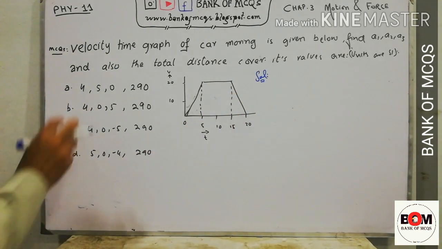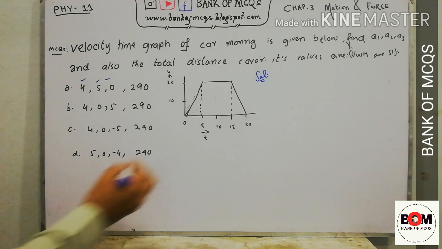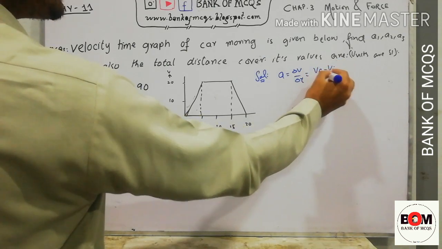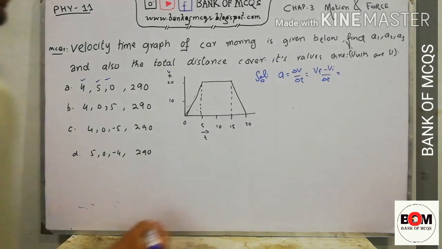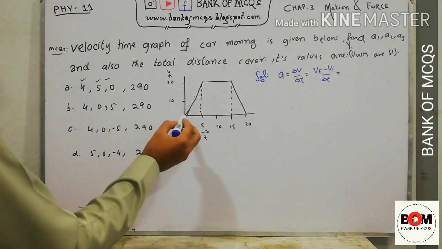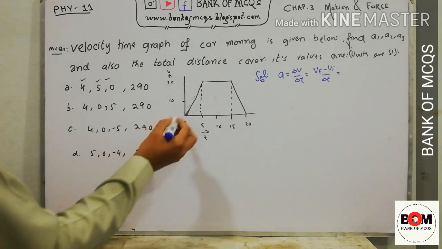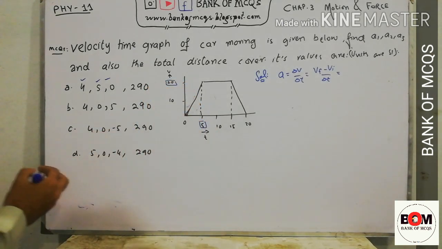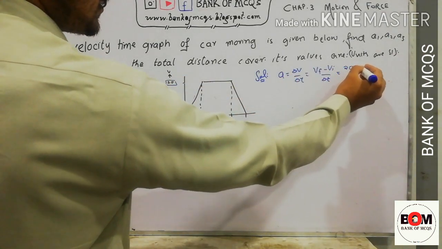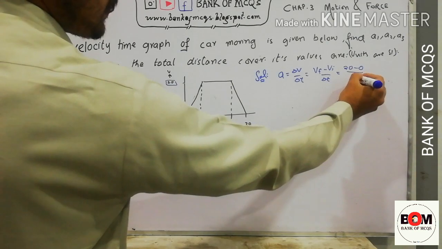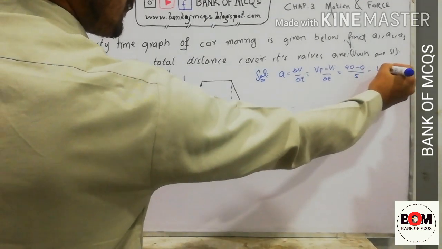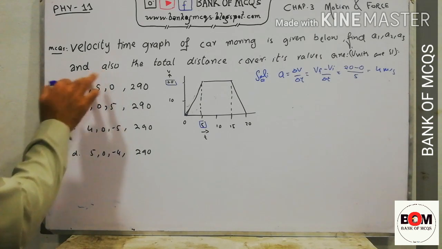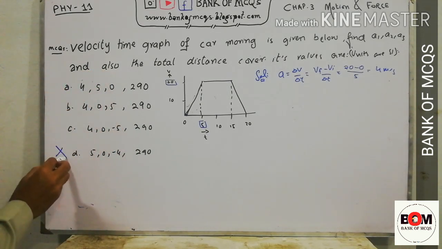To solve this, first we will find acceleration 1, acceleration 2 and acceleration 3. We know that a is equal to delta v divided by delta t, or final velocity minus initial velocity divided by change in time. For this portion, at t equal to 0 the velocity was 0, and when the velocity was 20, the time was 5. So final velocity is 20, initial is 0, and time taken is 5 seconds. So 20 divided by 5 is equal to 4 meter per second squared. So this is a1, and option A may be correct.